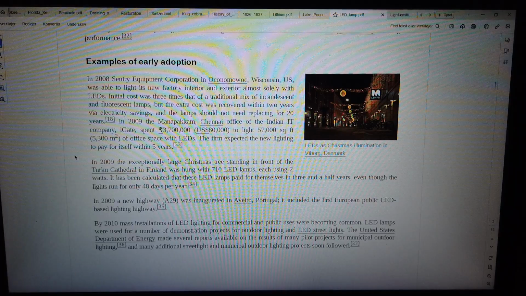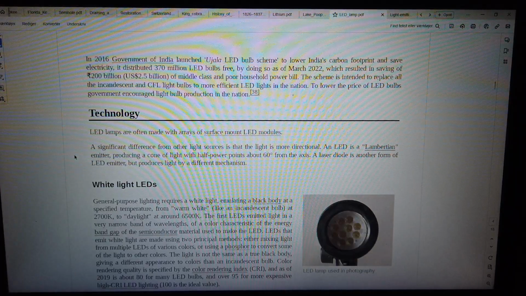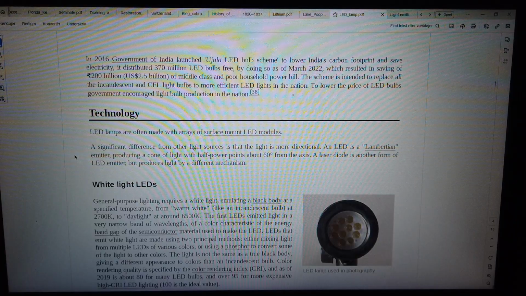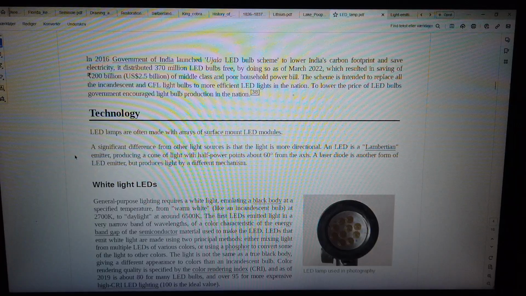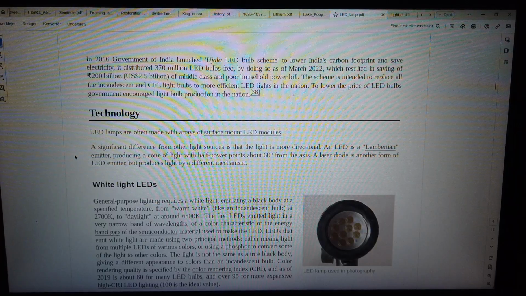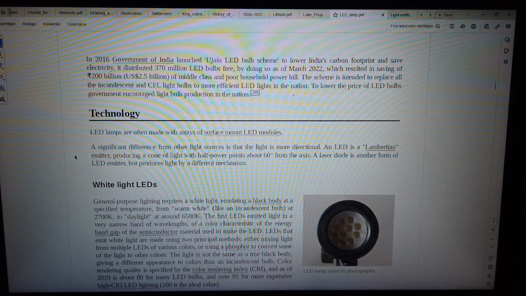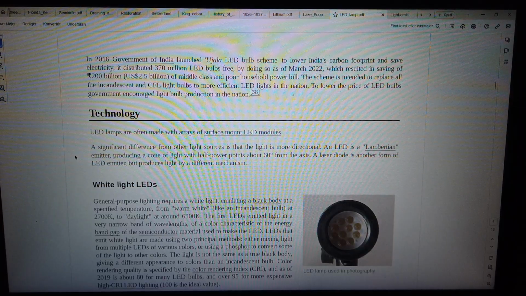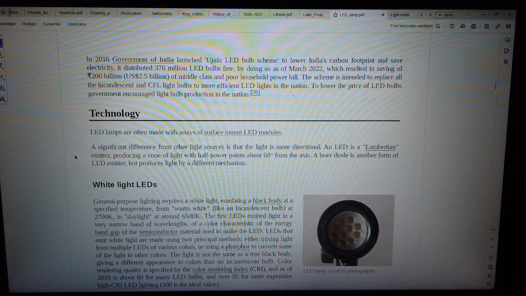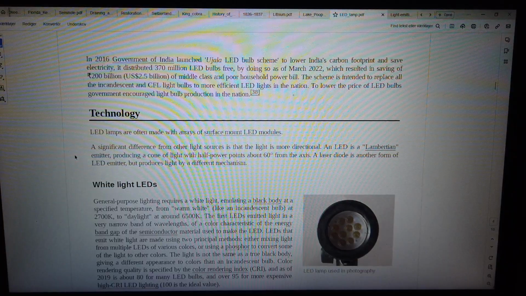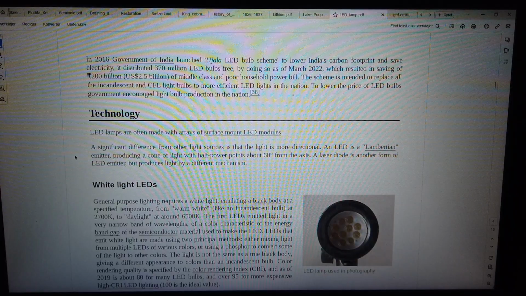In 2016, the Government of India launched the Ujjwala LED bulb scheme to lower India's carbon footprint and save electricity. It distributed 370 million LED bulbs free. By doing so, as of March 2022, it resulted in savings of $2.5 billion on middle class and poor household power bills. The scheme is intended to replace all incandescent and CFL light bulbs with more efficient LED lights in the nation. To lower the price of LED bulbs, the government encouraged light bulb production in the nation.